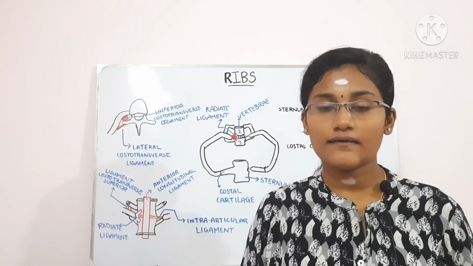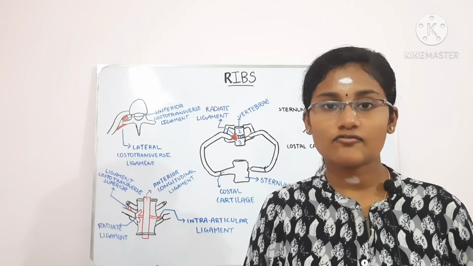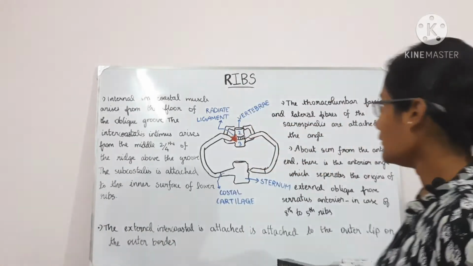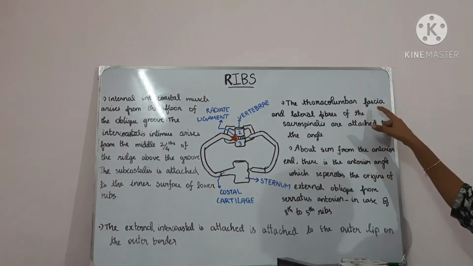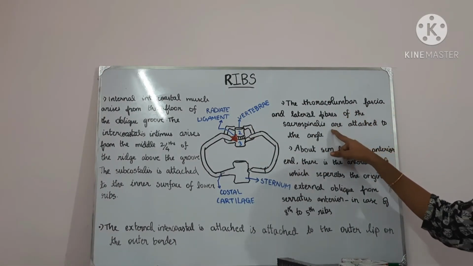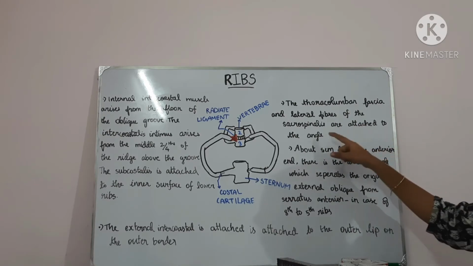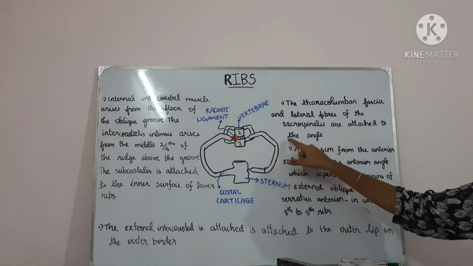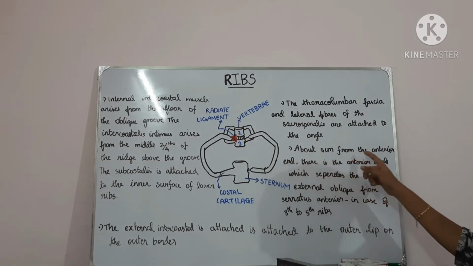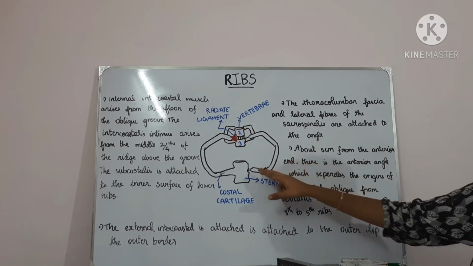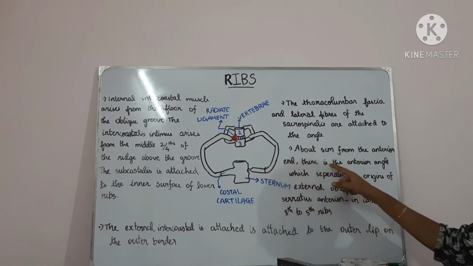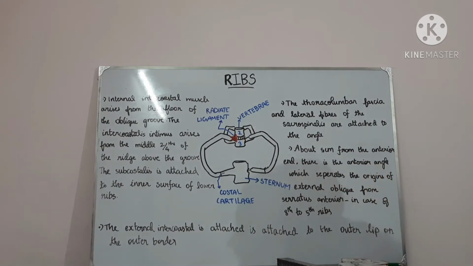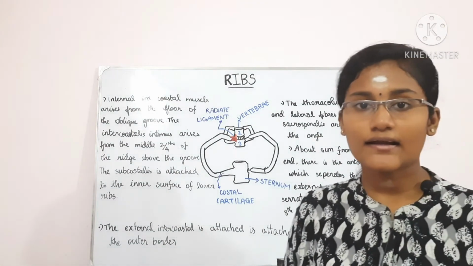Now let's talk about the attachments to the shaft. First is the thoracolumbar fascia and the lateral fibers of the sacrospinalis, which are attached to the angle. So this is the angle, so they are attached over here. About 5 centimeters from the anterior end, somewhere about here, there is an anterior angle which is marked by an indistinct oblique line.